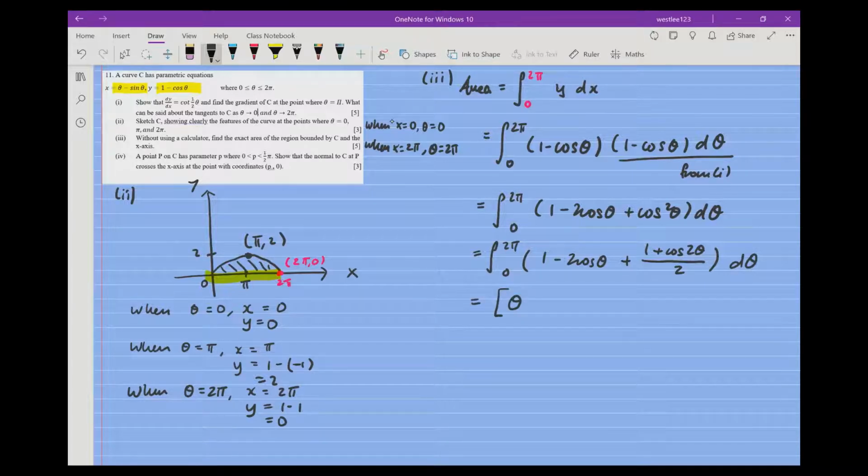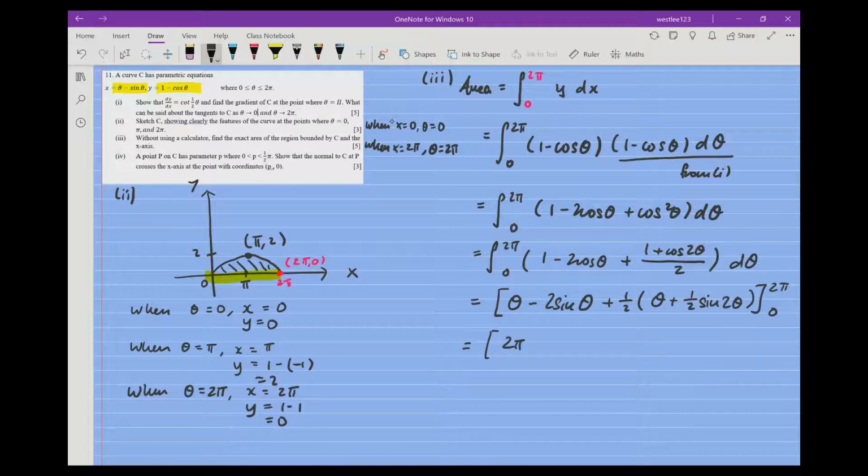Integrate 1, you get theta. Integrate 2 cosine theta, you get negative 2 sine theta. Then after that, integrate 1, you get theta. Integrate cosine 2 theta, you get sine 2 theta over 2, which is half sine 2 theta. Upper endpoint, lower endpoint. So next step, you plug in the upper and lower endpoint.